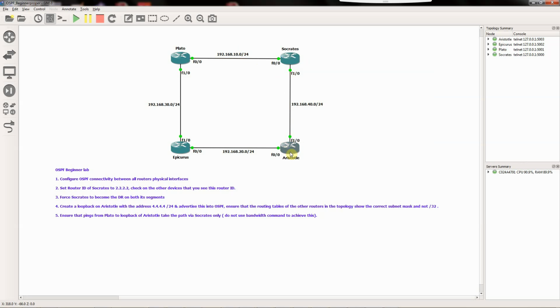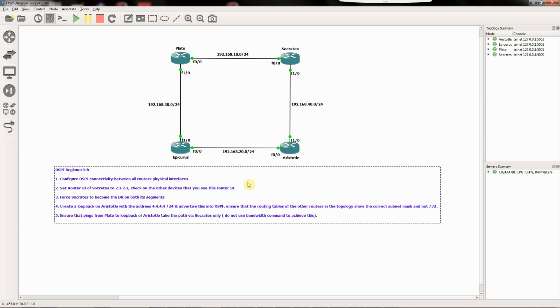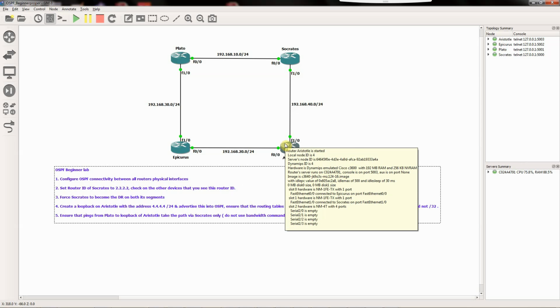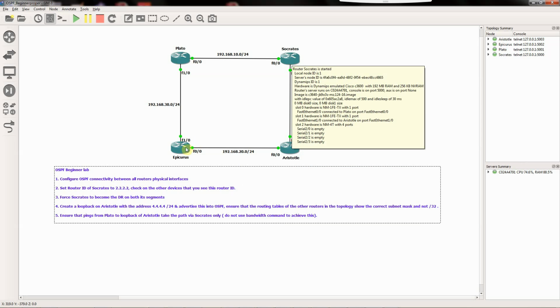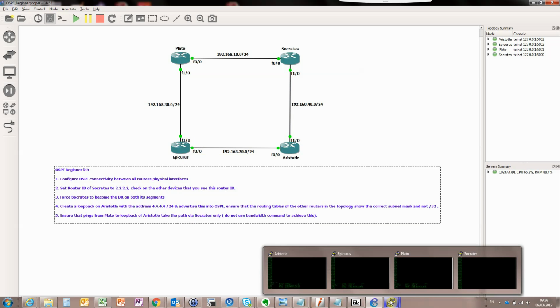We're then going to create the loopback on Aristotle with the address of 4444 and a /24. We're going to advertise this into OSPF, and we're going to ensure that the routing tables of the other routers in the topology show the correct subnet mask and not a /32. And then finally, we're going to do a little bit of traffic engineering so that pings from Plato to the loopback of Aristotle will only pass via Socrates and will not pass via Epicurus. So, without any further delay, let's get into these devices.